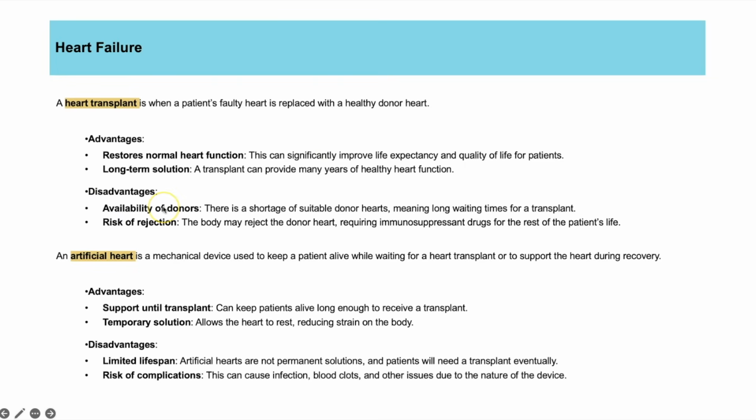Disadvantages is the big one, availability of donors. There is a shortage of suitable heart donors, which means there might be a very long wait time. There's also a risk of rejection when you have any kind of transplant.